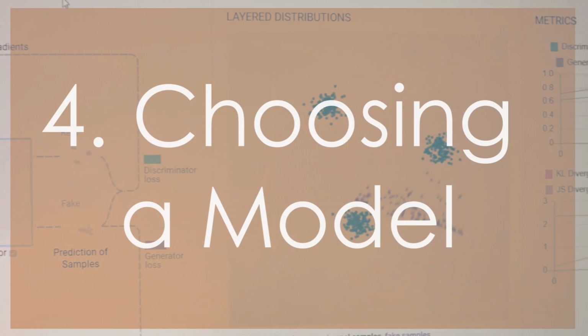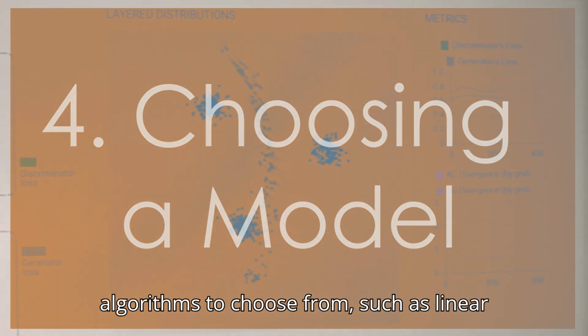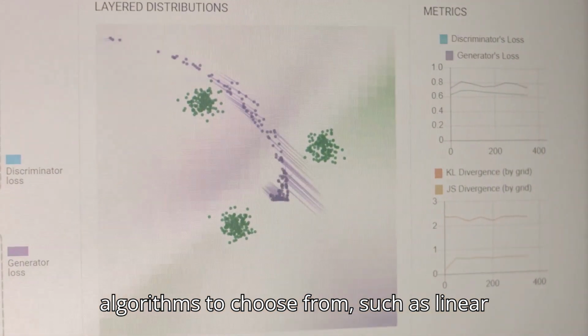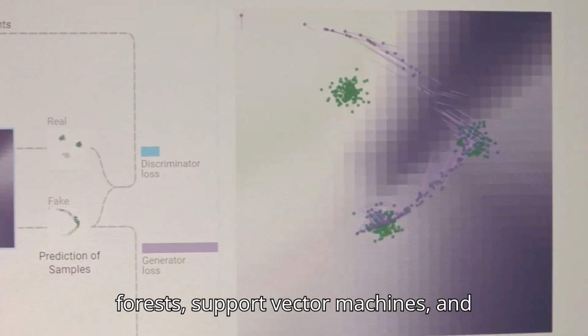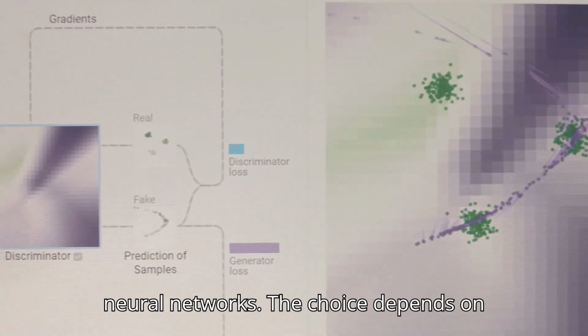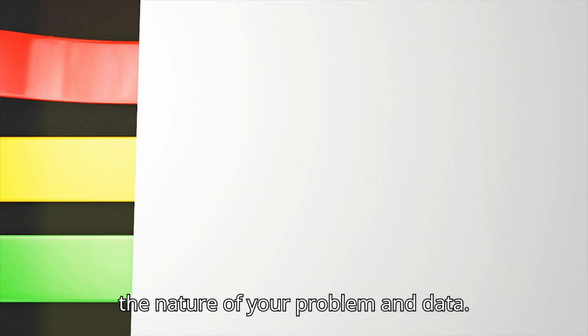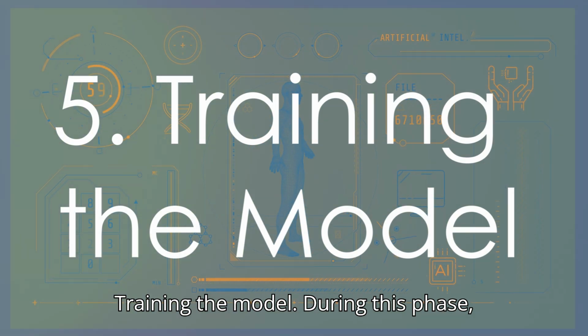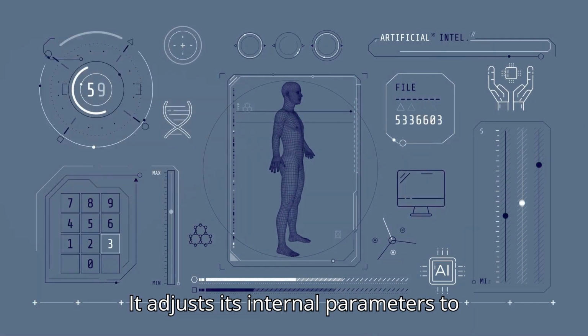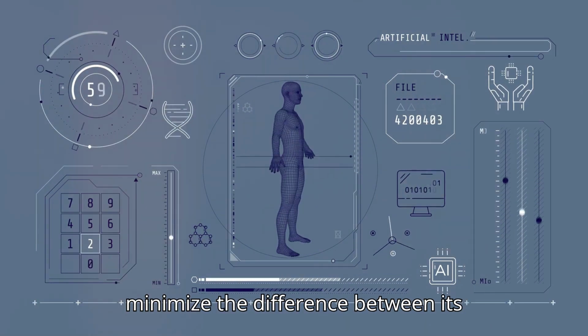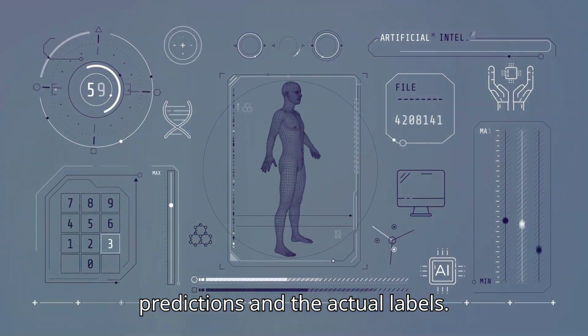Choosing a model. There are various supervised learning algorithms to choose from, such as linear regression, decision trees, random forests, support vector machines, and neural networks. The choice depends on the nature of your problem and data. Training the model. During this phase, the model learns from the training data. It adjusts its internal parameters to minimize the difference between its predictions and the actual labels.